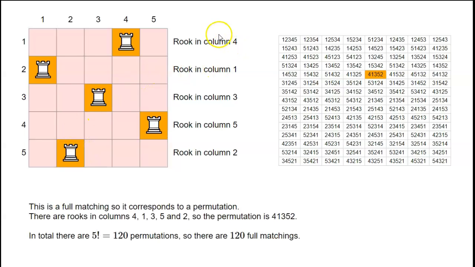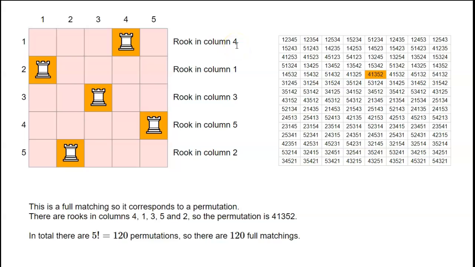Okay, so now here we've written the placement of the rook in each row. So the first row we've got column 4, second row column 1, third row column 3, fourth row column 5, fifth row column 2. And all these are numbers in the range 1 to 5, and we're not allowed to place any 2 rooks in the same column, so these numbers have to be all different.